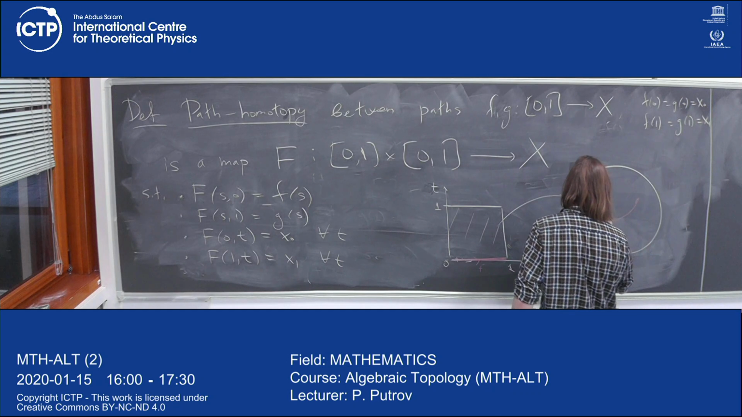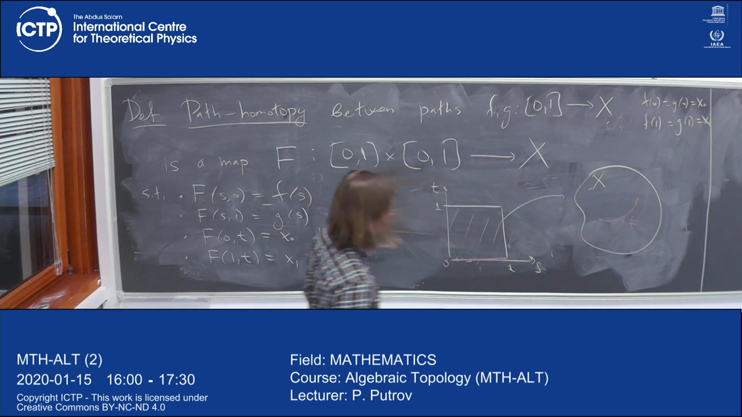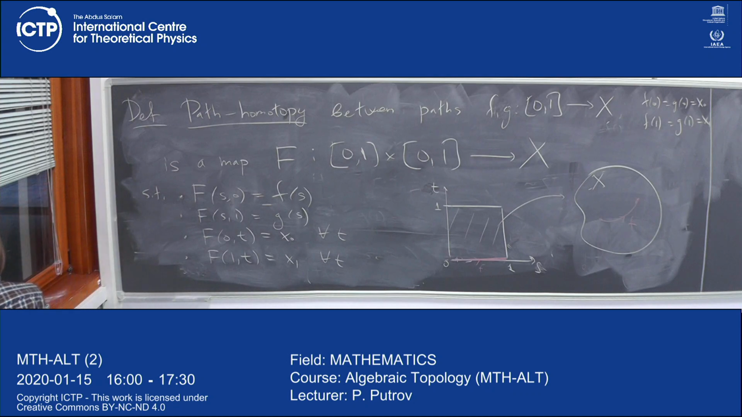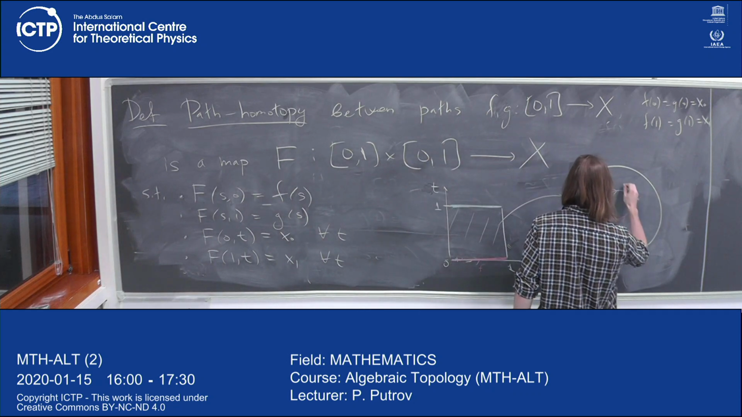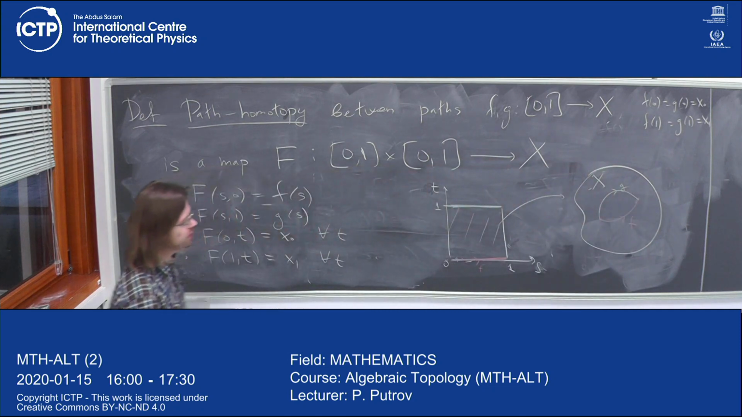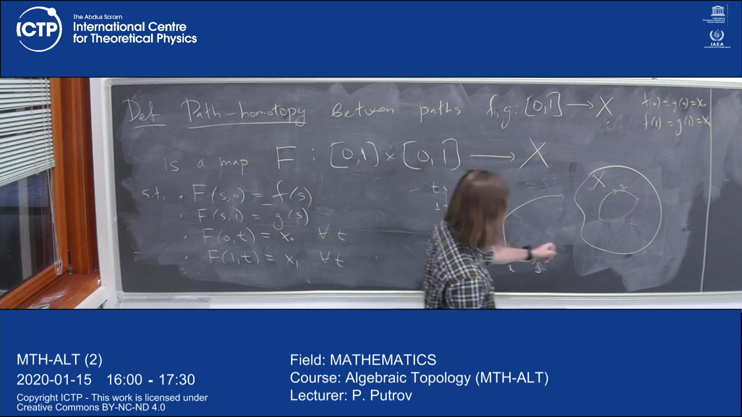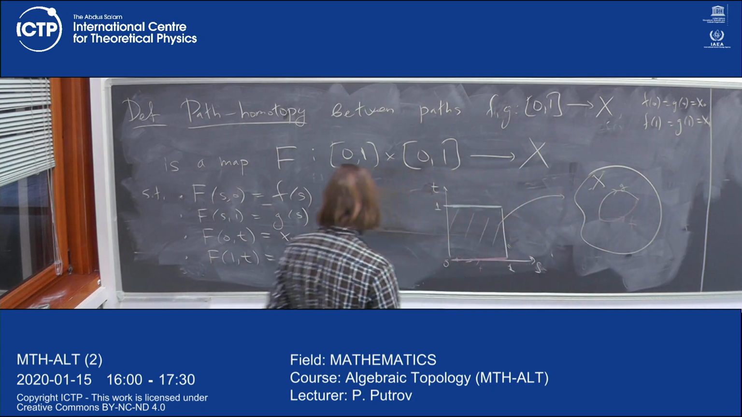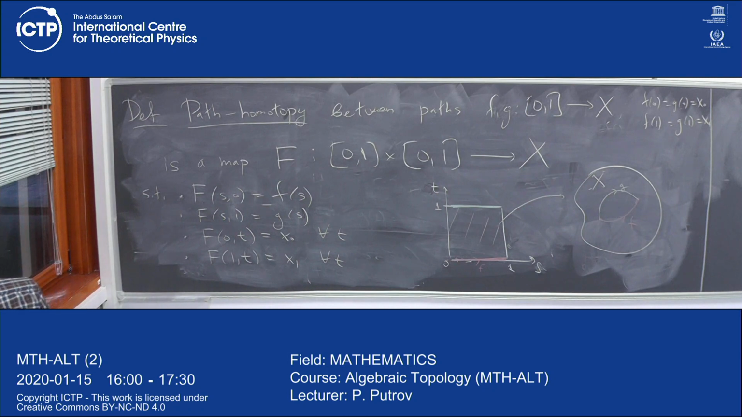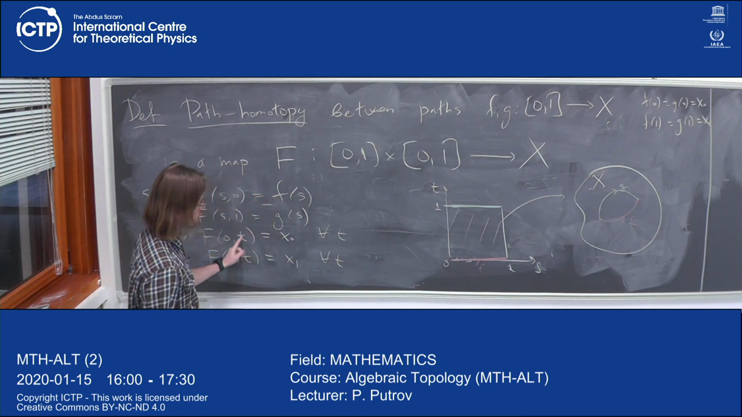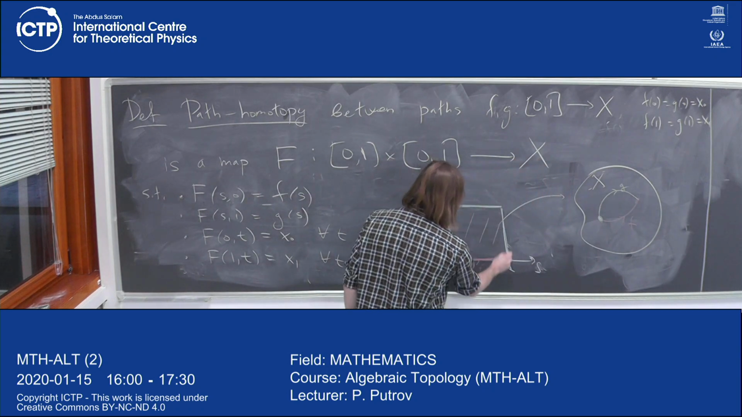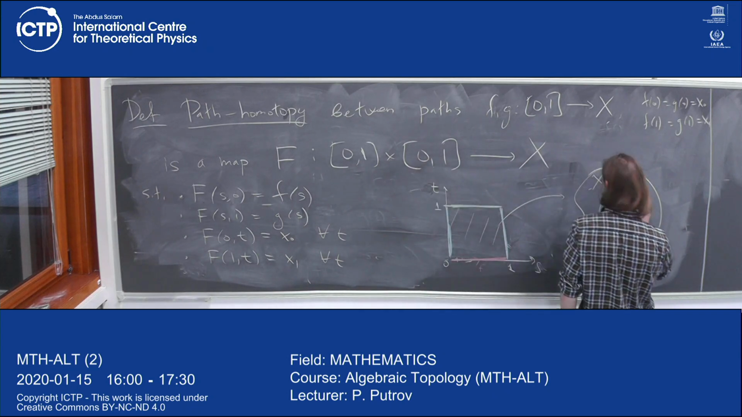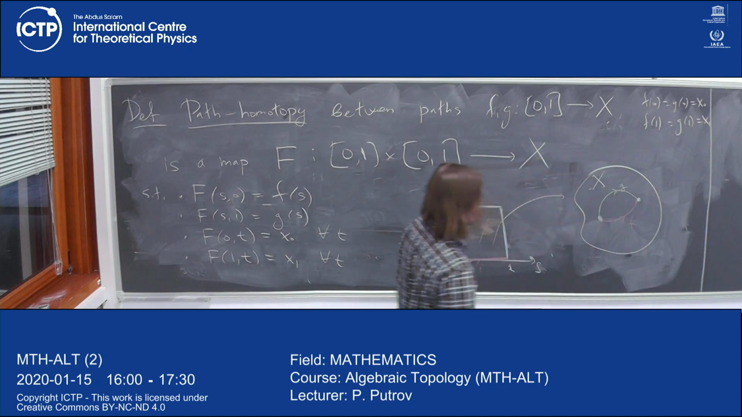This edge is mapped to the image of path F. And similarly, this edge is mapped to the image of path G. We know that the endpoints of G and F are the same. And moreover, these two conditions mean that the whole left edge is mapped to just one single point here, and the whole right edge is also mapped to a single point here.